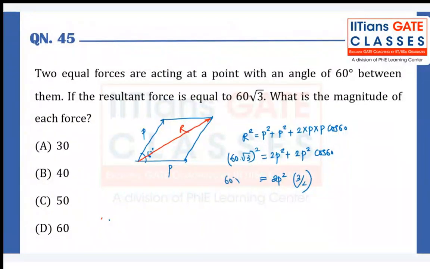And yeah, this will be like 60 square into 3 in short. So this 2 will get cancelled. This 3 will get cancelled. P square is equal to 60 square. So P has to be equal to 60 Newton. Hence option D is correct in this case.